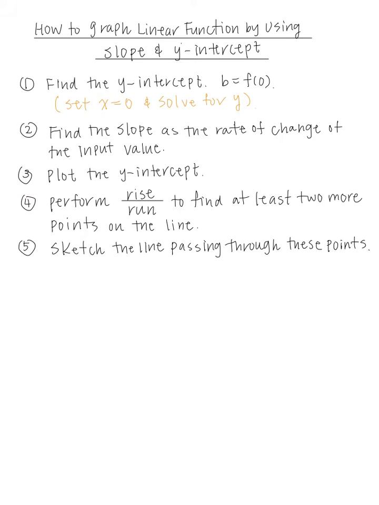And step 3, plot the y-intercept on the graph. Step 4, perform rise over run to find at least 2 more points on the line. And finally, step 5, sketch the line passing through these points. Now for step number 4, your book wants you to find at least 2 more points on the line. After you plot the y-intercept, in our class just find 1 point on the line. That's good enough because in order for us to draw a straight line, all we need is 2 points. But anyways, let's do some examples.